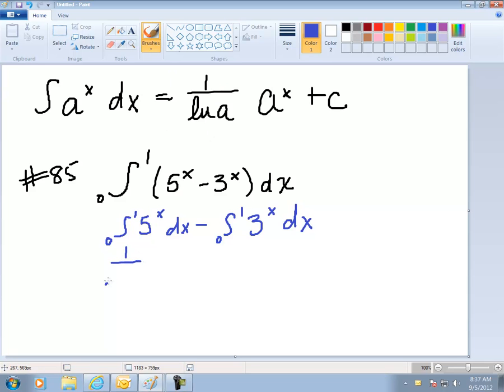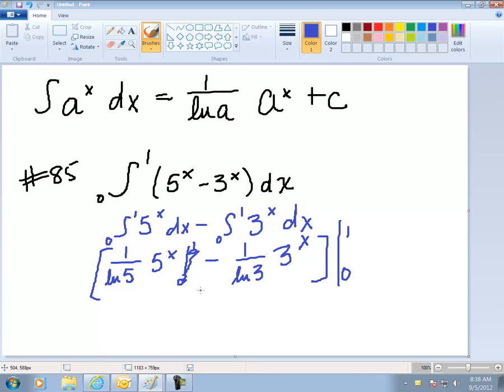So then I'm just going to apply this. It's going to be 1 over natural log 5 times 5 to the x, and I need to evaluate that at 0 and 1. And then I'm subtracting the same thing, 1 over natural log 3 times 3 to the x. I'm going to evaluate this whole thing at 1 and 0. So first I'm going to plug in my 1. If I plug in 1, I get a 5 here, so this becomes 5 over natural log 5, and then I'm going to subtract. If I put a 1 in, I get a 3 here, so this is going to be 3 over natural log 3, and now I'm going to put in the 0.